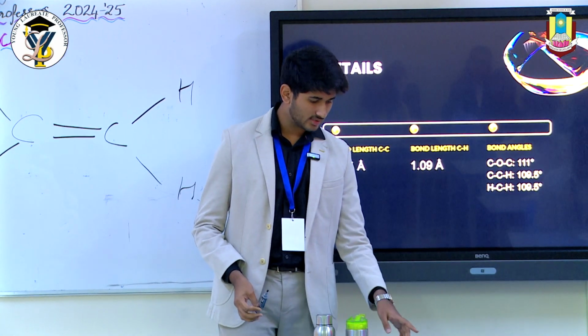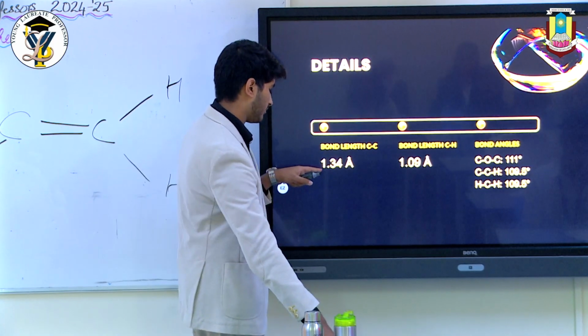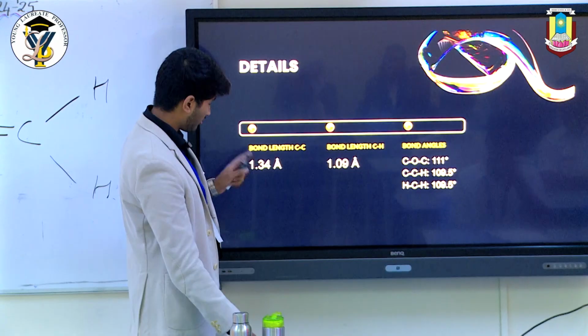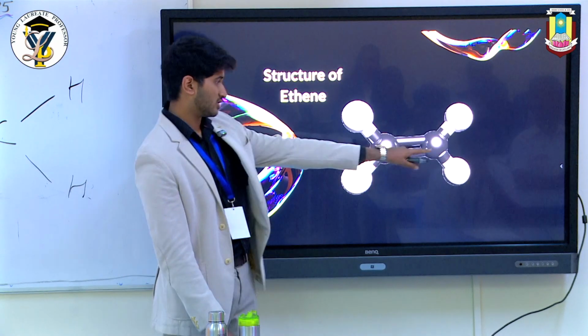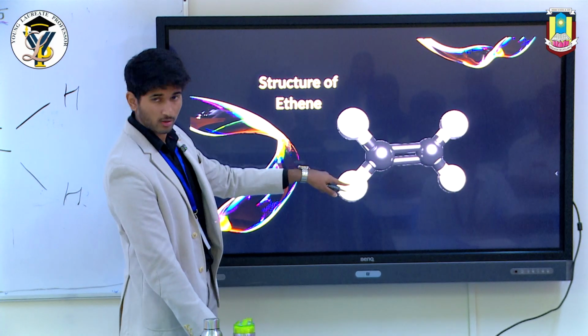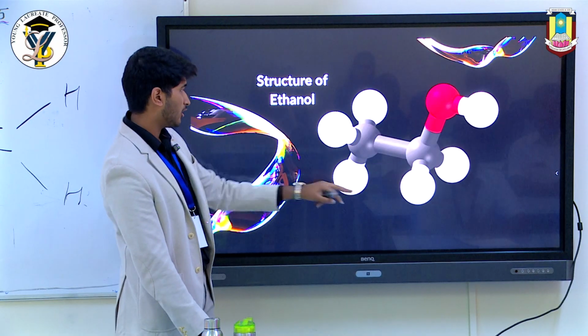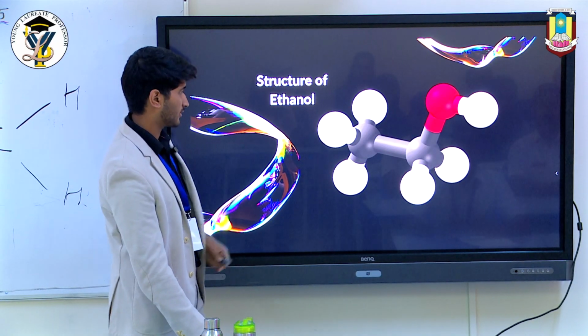Next, we have the details about the structure. The bond length of the CC bond is 1.34 angstrom, which is this bond. The CH bond is 1.09 angstrom, which is this bond. These are the bond angles as well. Now, let's look at the next structure, ethanol.